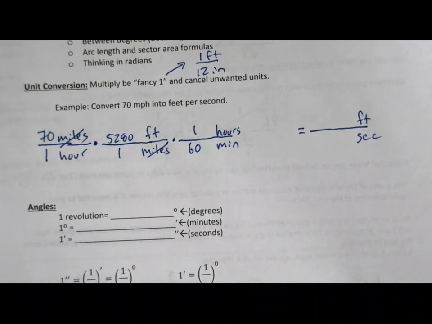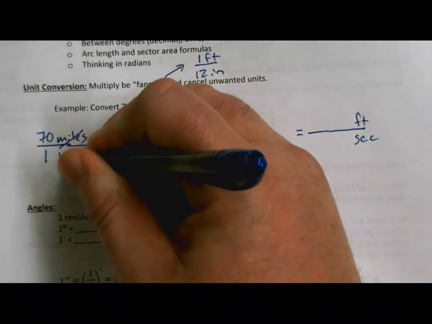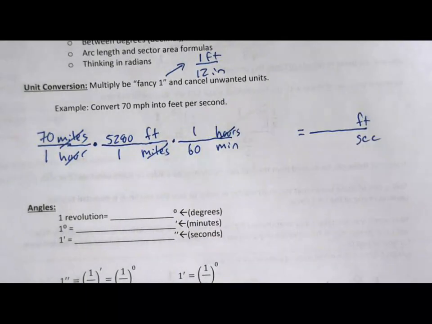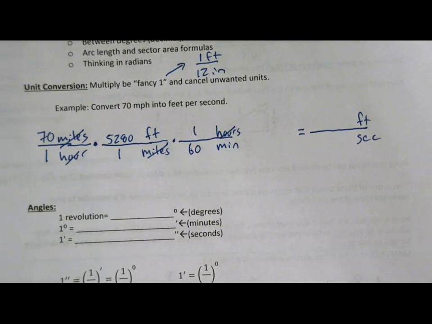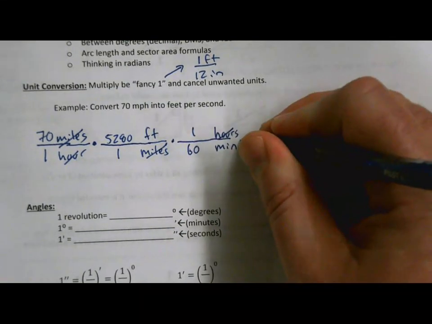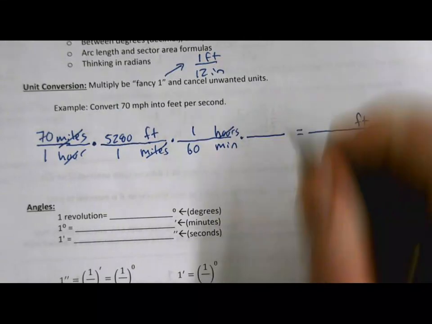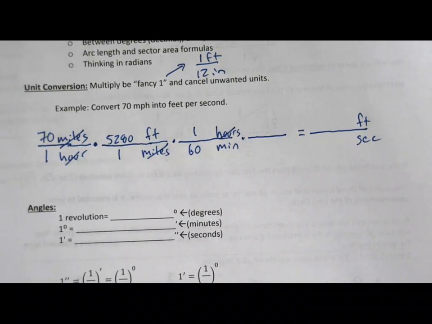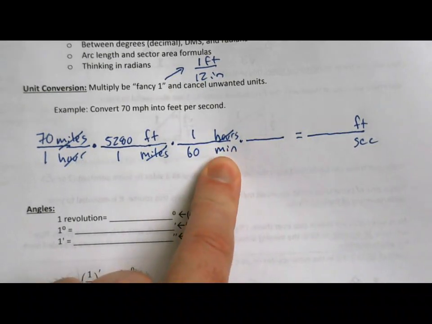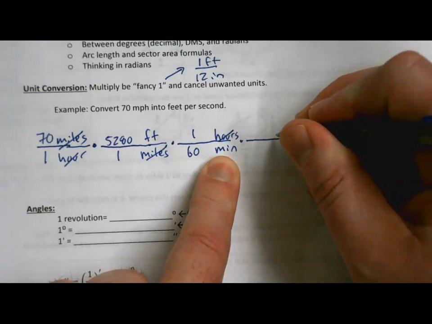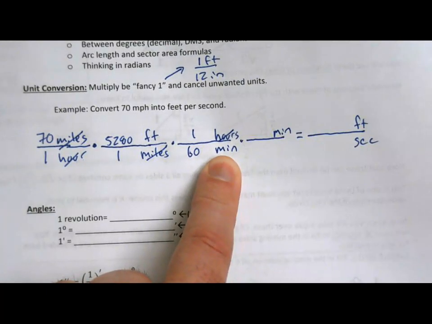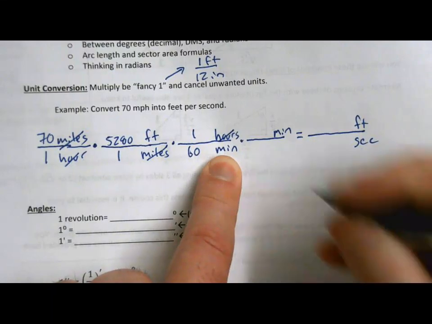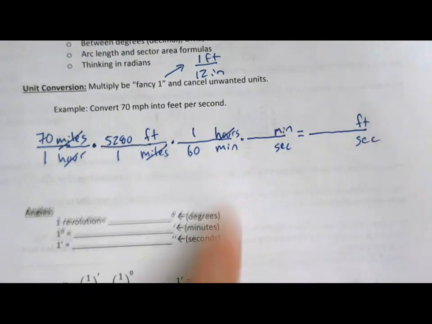All right, so now that I got my numbers filled in, let's go ahead and cancel our hours. When we cancel the units, the numbers don't change. We don't cancel the numbers, just the units. And then finally, one more, because right now we're looking at feet per minute, which is close. We want feet per second. We need to cancel minutes. Minutes is in the denominator, so I'm going to put another minutes in my numerator of this fancy one so that they'll cancel. Minutes and seconds.